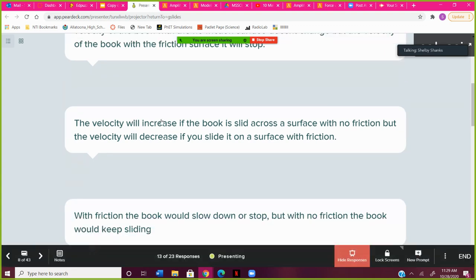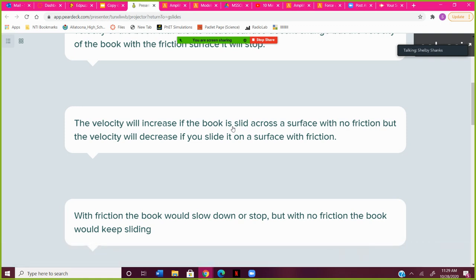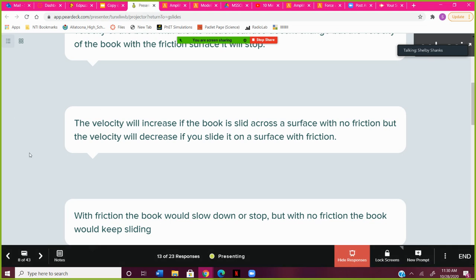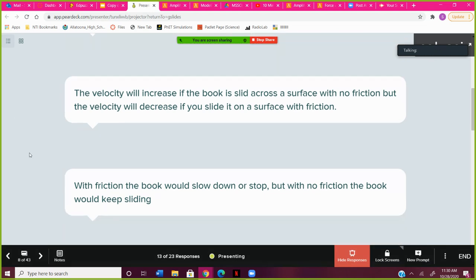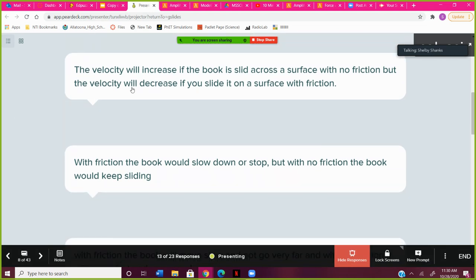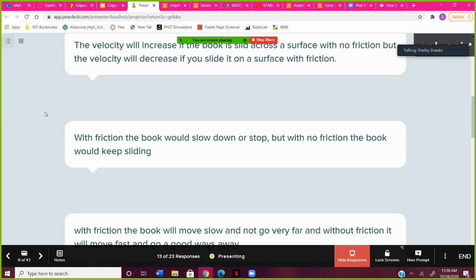All right, so you're saying it will increase if the book is slid across a surface with no friction. But how does it increase? Okay, does it really increase or does it stay the same? You got to think about it that way. But the velocity will decrease if you slide it on a surface with friction, because you do have a force there, right?